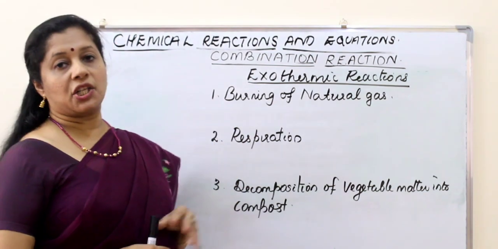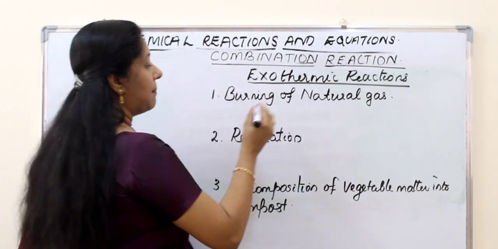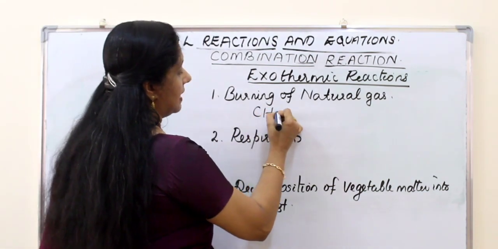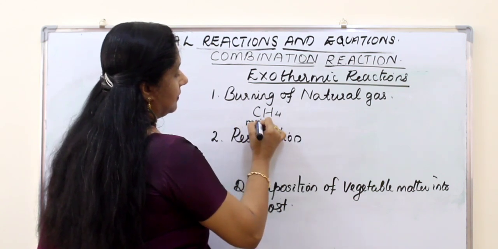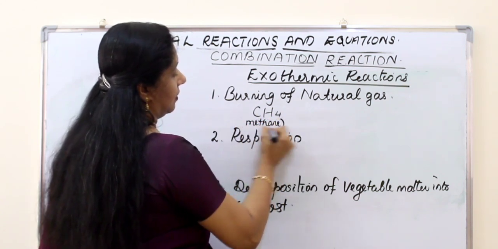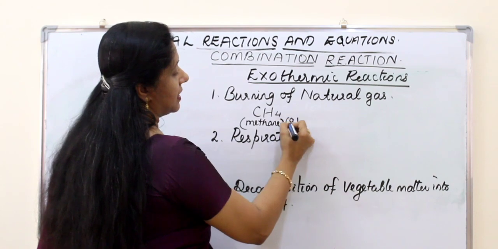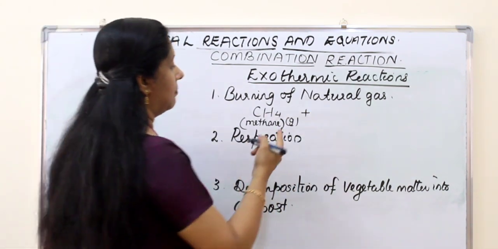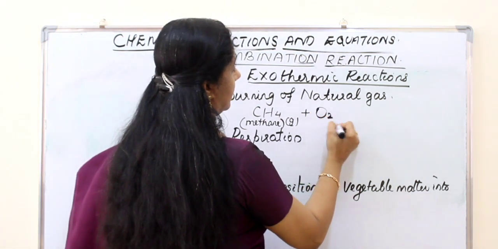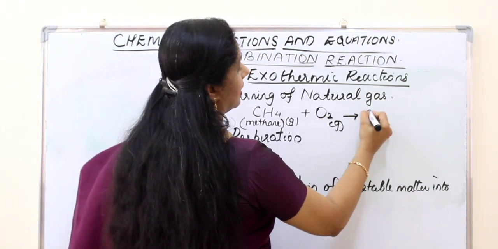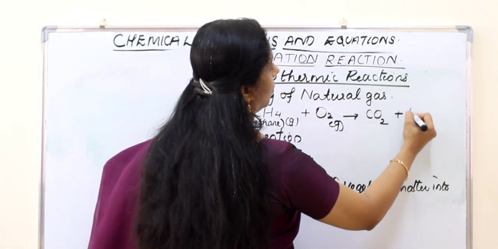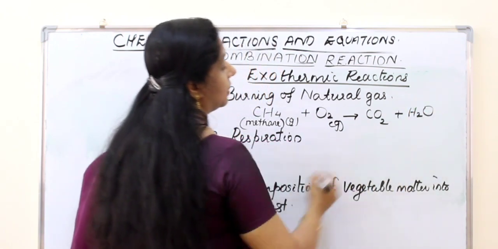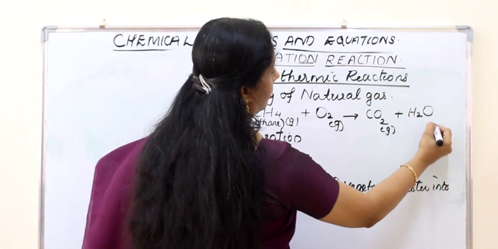So, burning of natural gas. Natural gas means methane. The methane formula is CH4, and it is in gaseous form. So when we burn methane, burning means reacting with oxygen gas, what will you get? Carbon dioxide and water. Both are in gaseous form.